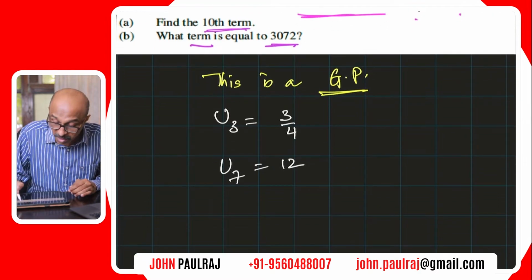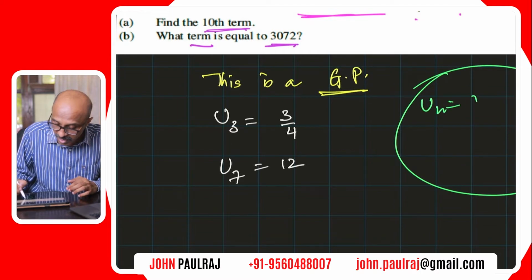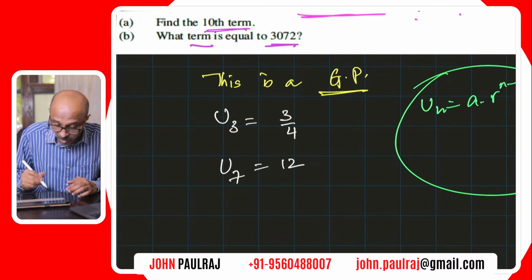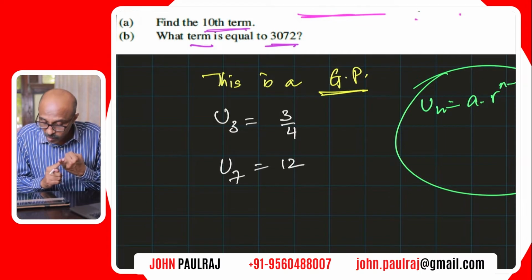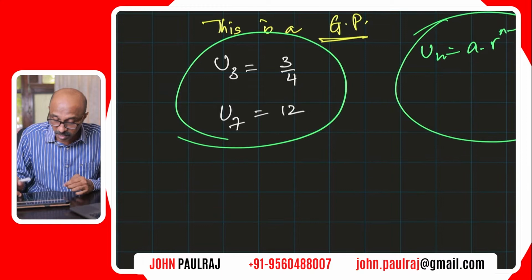U3 is 3/4, so let's make use of the formula. The formula for the general term is Un = a times r to the power of n minus 1. We don't know the common ratio r, and we don't know a. We're just given the third term and the seventh term. Let's see how to go about it.